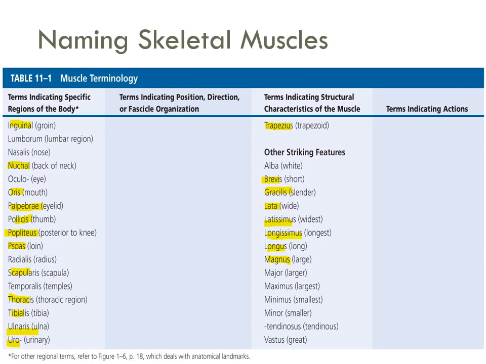Magnus is a large muscle versus minimus, which would be a smaller muscle. You can also say maximus and minimus. Minor is a small muscle as well versus major, which is a larger muscle. Tendinosus is a tendinous muscle. And then vastus is like a large muscle as well.